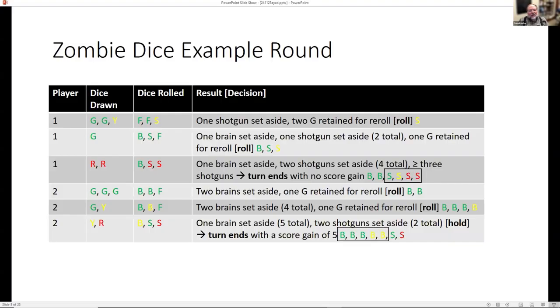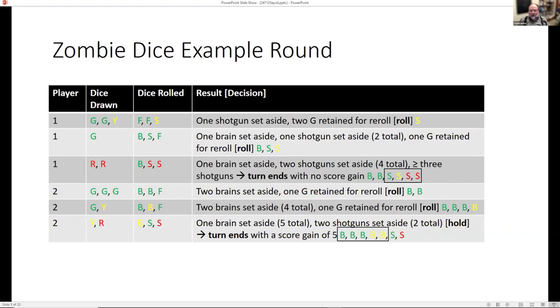So the second round, or second player in the round, I'm going to briefly describe their turn, sort of summarize. They have a much better time. They roll 2 brains and a footprint, set the 2 brains aside, then another 2 brains and a footprint, now 4 total set aside. There's still no shotguns, so there's very little jeopardy.